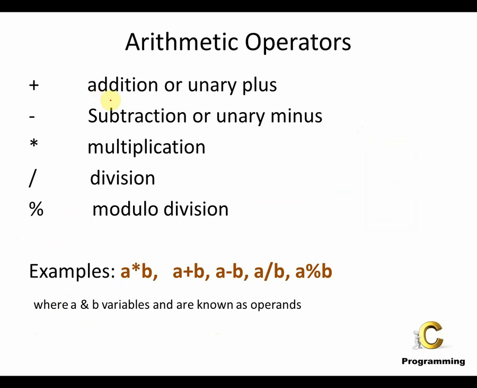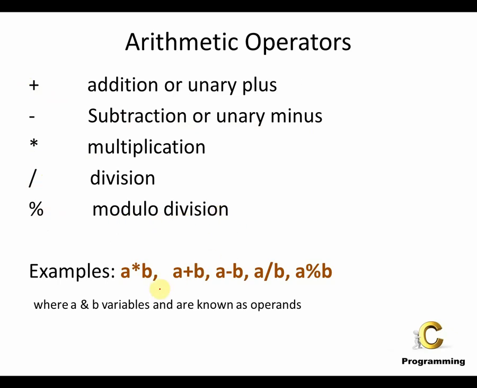So the first one is the arithmetic operators. All these operators which are listed on the screen are called the arithmetic operators. First one is the addition or unary plus operator. The second one is subtraction, or it's called unary minus operator. The next is the multiplication operator, which is an asterisk sign. The next is a slash, which is the division operator. And the last type of arithmetic operator is the modulo division operator.